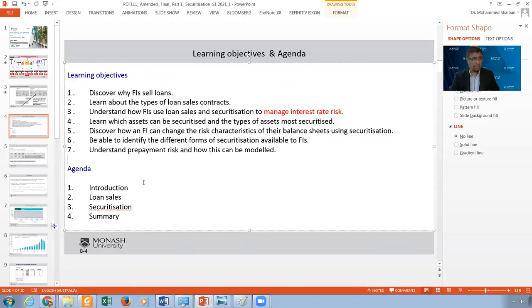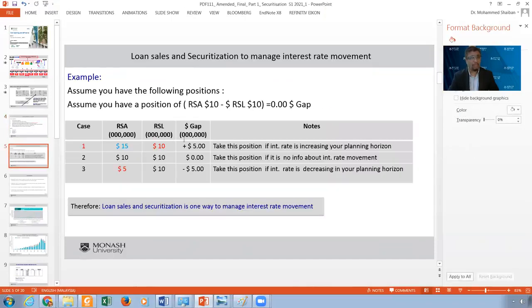Having said that, if you look at my agenda, after the introduction we'll talk about loan sales. Then the second part, we talk about securitization, and we'll finalize and summarize this lecture. Look at the interest rate risk and managing it through securitization.